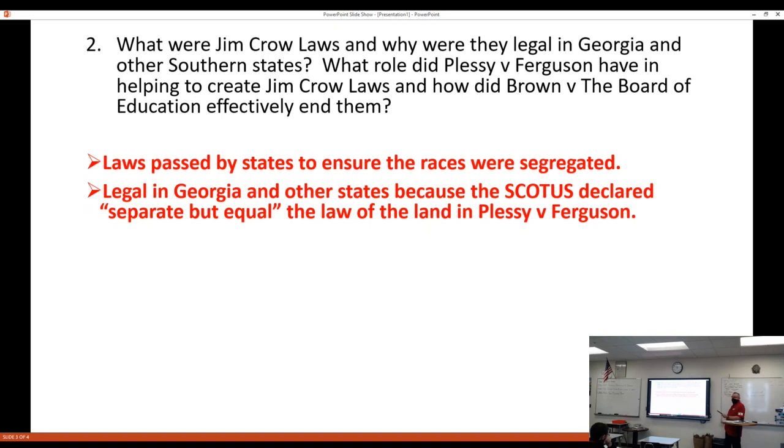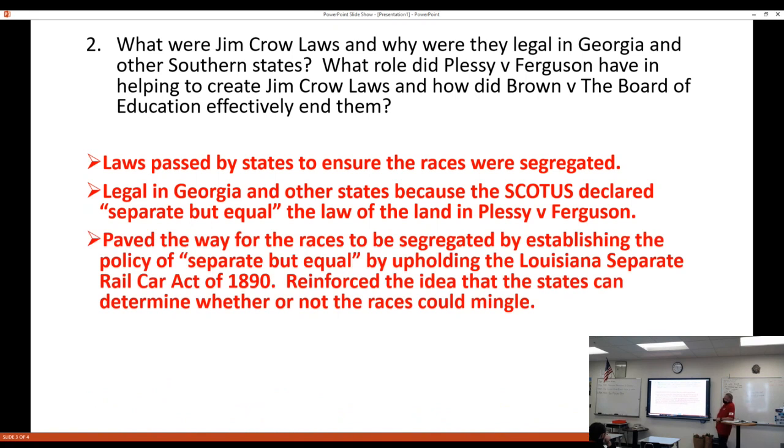Maybe in Seattle, you would have Jim Crow laws aimed at Asians. But they were legal in Georgia and these other states because the SCOTUS, or the Supreme Court of the United States, declared that separate but equal was the law of the land in Plessy v. Ferguson. So not only is it allowed, it's the law. Things have to be separate but equal. And so that's the big thing that Plessy v. Ferguson does.